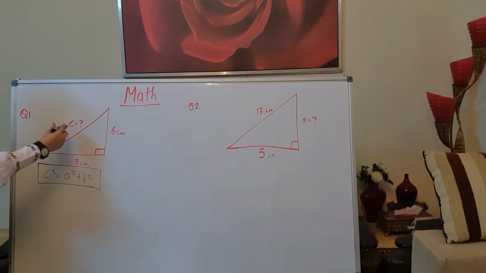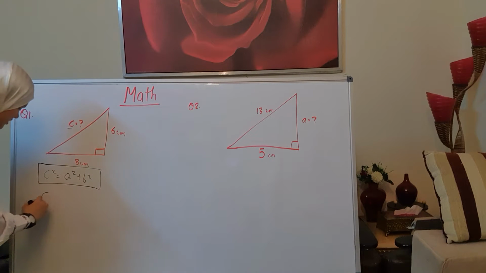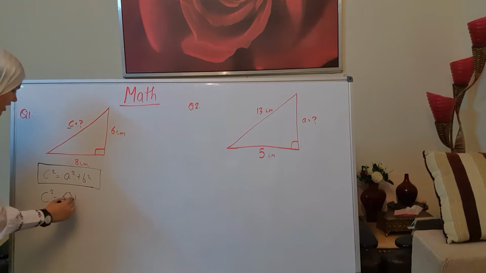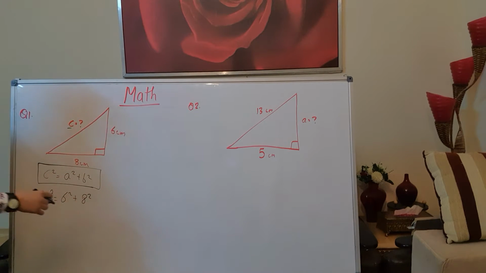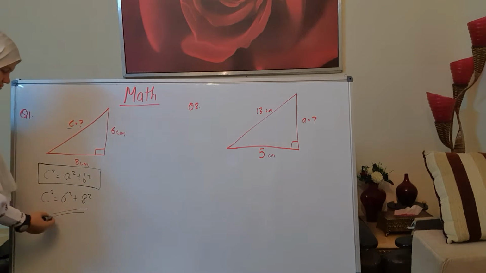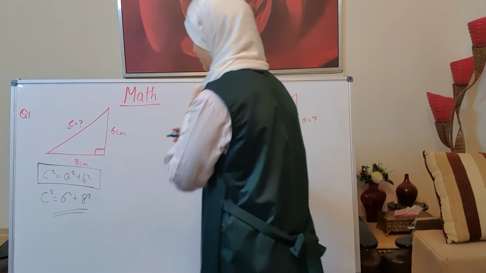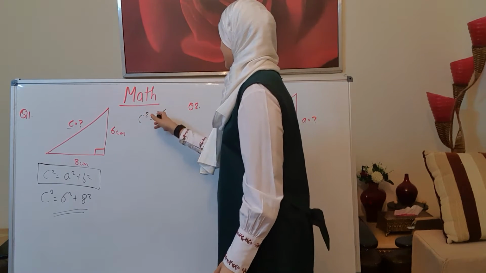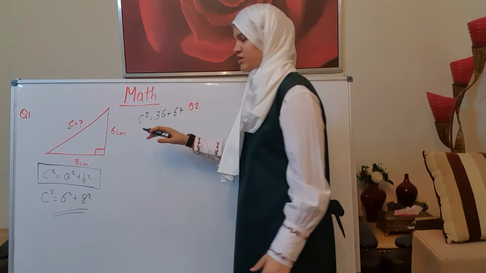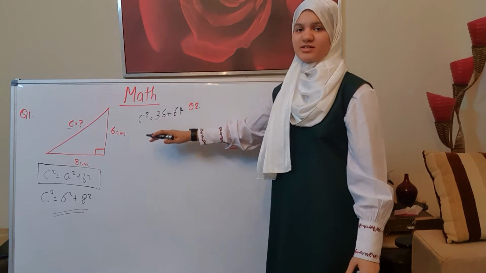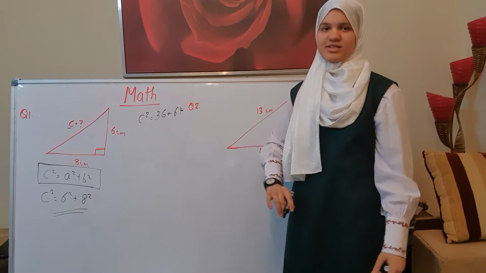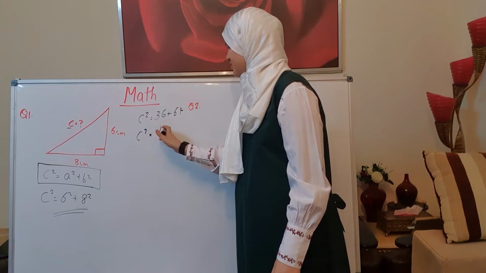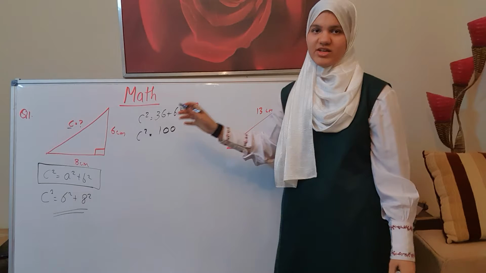After that, we know that c we don't know, and a squared and b squared we have, 6 squared plus 8 squared. Okay. After that, we'll write here c squared is equal to 36 plus 64. Okay, because 6 times 6 is 36 and 8 times 8 is 64. After that, c squared is equal to 100 because 36 plus 64 is 100.